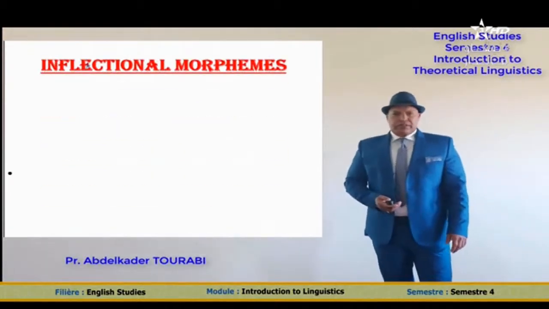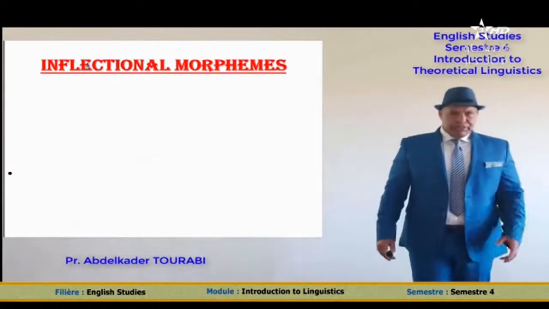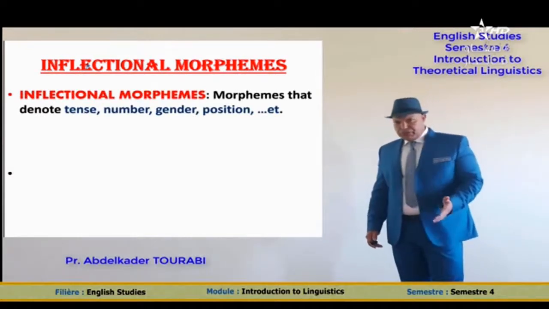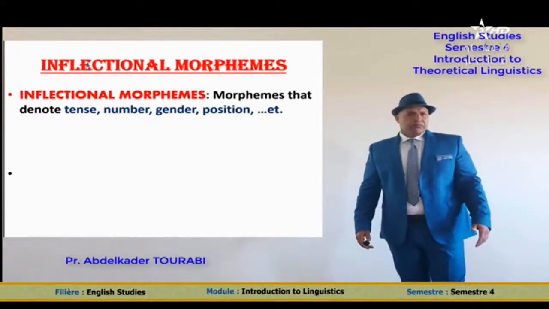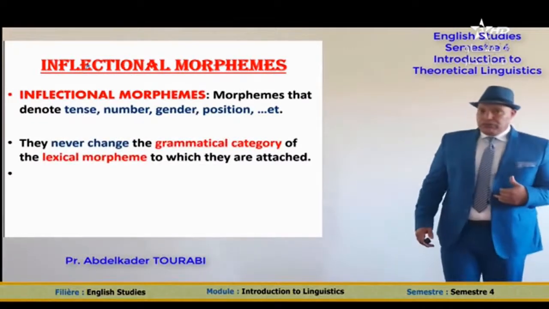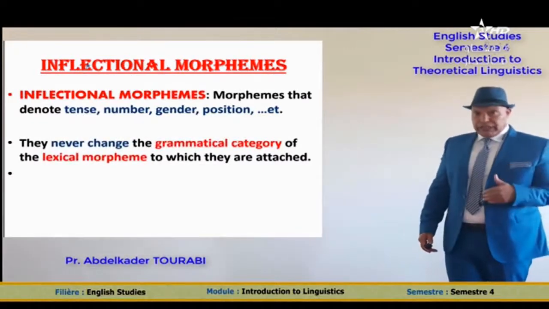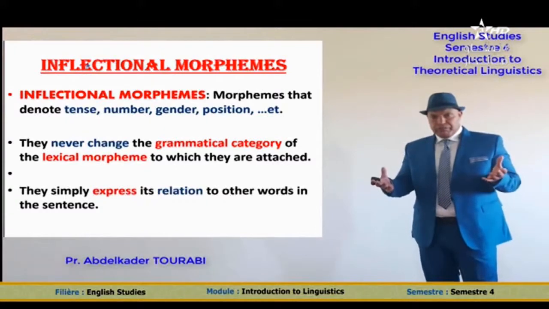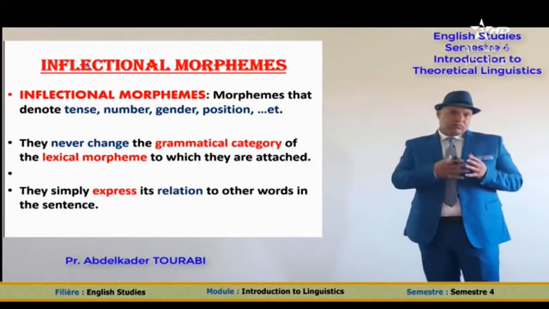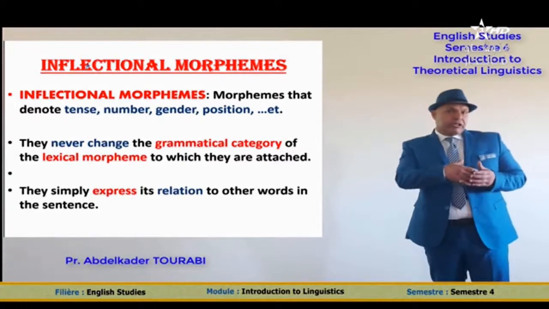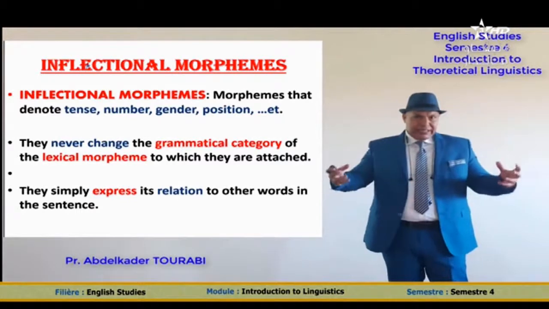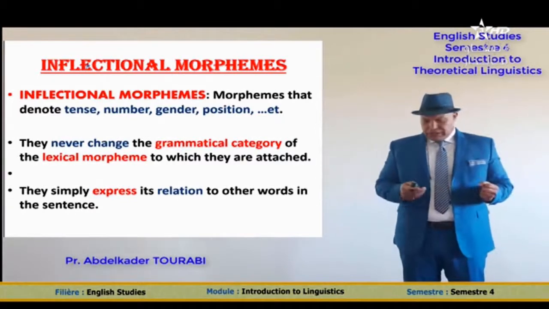Inflectional morphemes are morphemes that denote tense, number, gender, possession, etc. They never change the grammatical category of the lexical morphemes to which they are attached, but they simply express its relation to other words in the sentence. So it shows the relationship of the words within a sentence in syntax, as we are going to see in syntax.